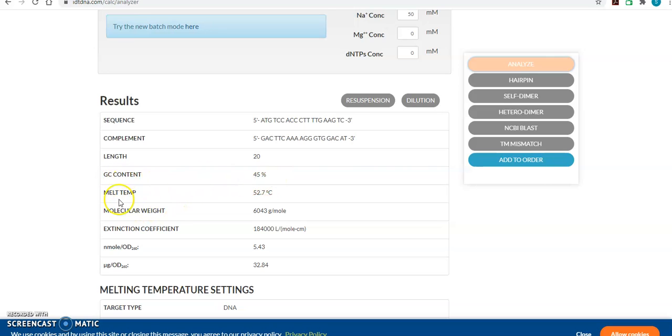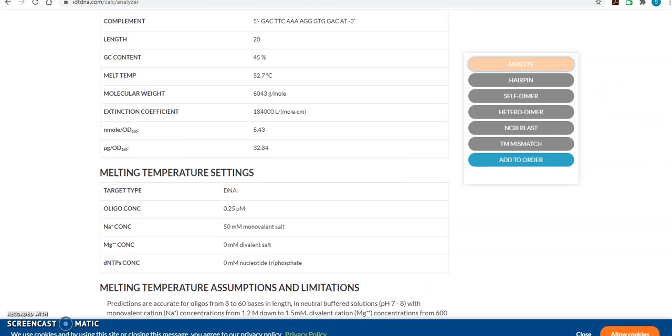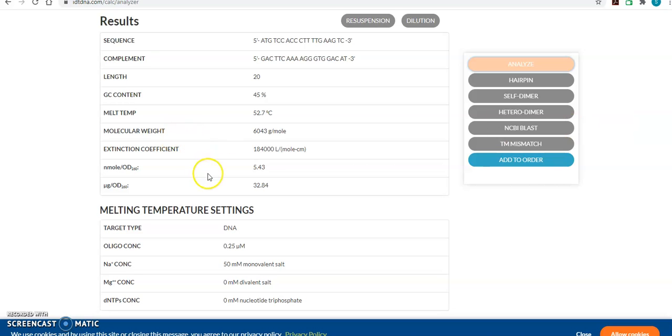Based on that, for the melting temperature, there are different methods you can use to calculate it. My calculation was about 53. Yeah, it says about 52.7 degrees Celsius. About the same, right? Molecular weight, that's fine. Extinction coefficient, you don't have to know about that for your PCR condition.